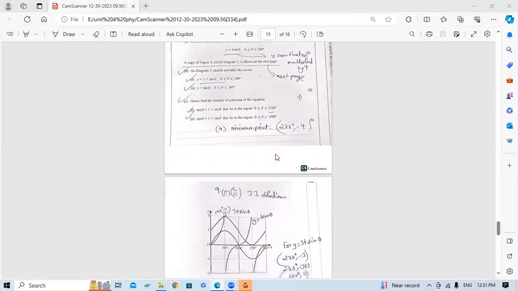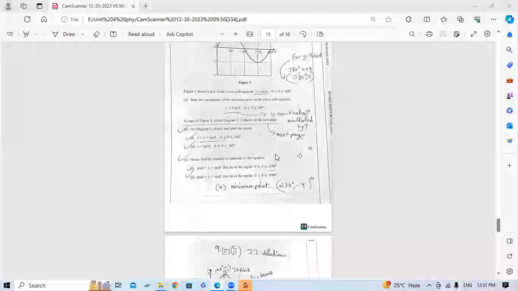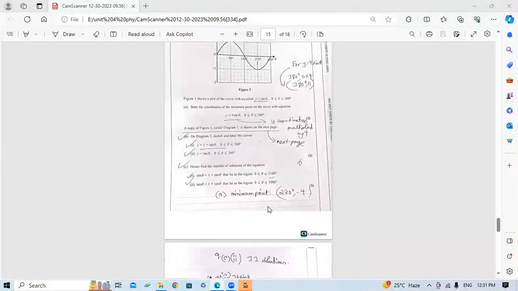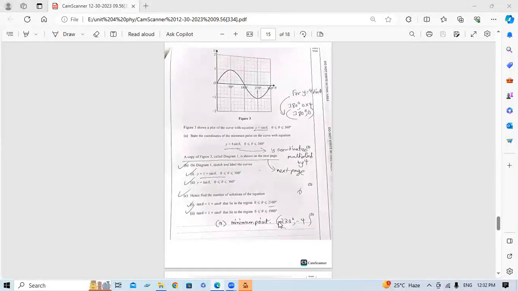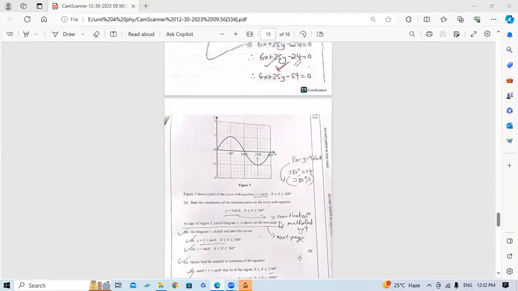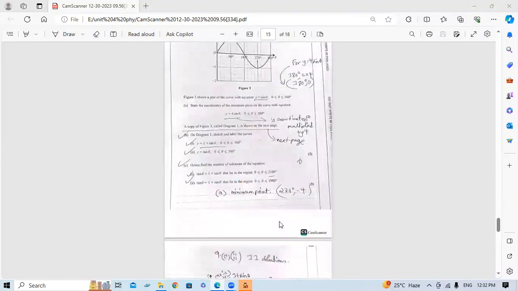Okay. So the coordinates would be minimum point 270, comma minus 4. As the y coordinates need to be multiplied by 4, minus 1 into 4 will be minus 4. So the minimum point is 270 degrees, comma minus 4. This is 9a.